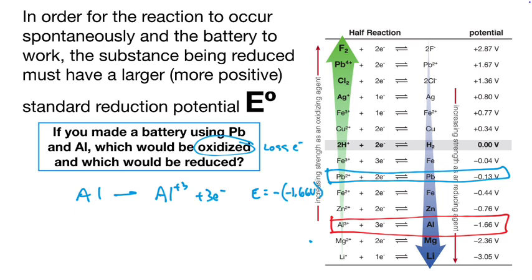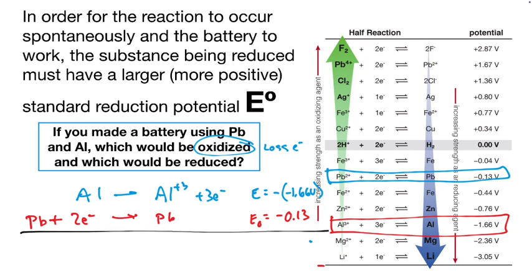And then we'd want to stack that with our lead, Pb2+ plus 2 electrons goes to Pb metal. And our cell potential for the Pb metal is negative 0.13. So if we looked at the overall equation, we have, forgot the charge, our Pb2+ plus our aluminum goes to our aluminum 3+ plus our lead. Does anybody see any potential issues with this?